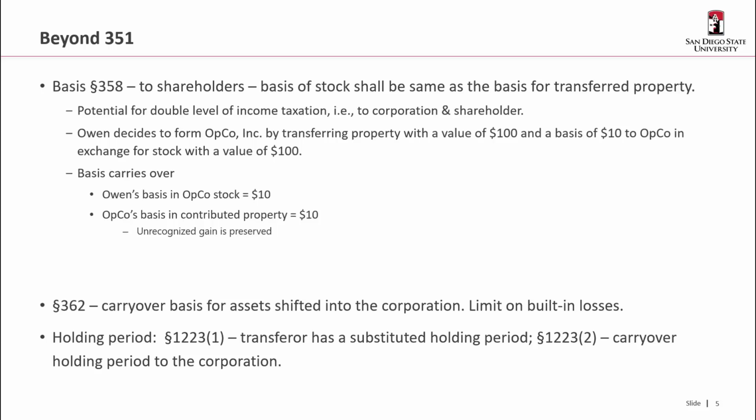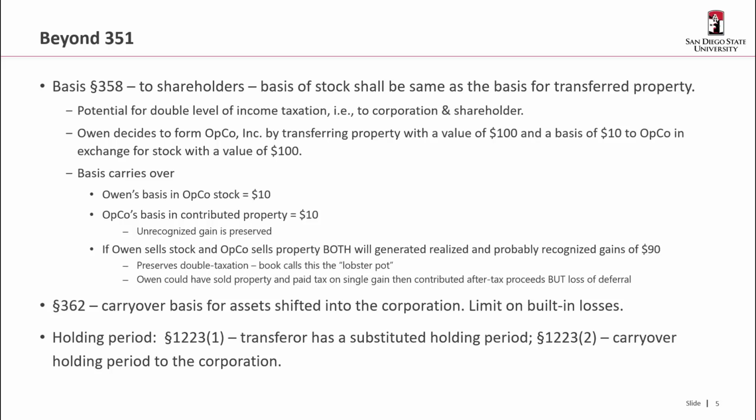And OpCo's basis in the contributed property, so the assets they received, is also $10. Therefore, the unrecognized gain is preserved. But in the situation where Owen held that property himself, if he had sold it, he would have recognized a single gain. In this situation, if Owen sells the stock and OpCo sells the property, they both will generate a realized and probably recognized gain of $90. So think of this as preserving double taxation, right? And some people call this the lobster pot because once you get in, you can't get out, right?